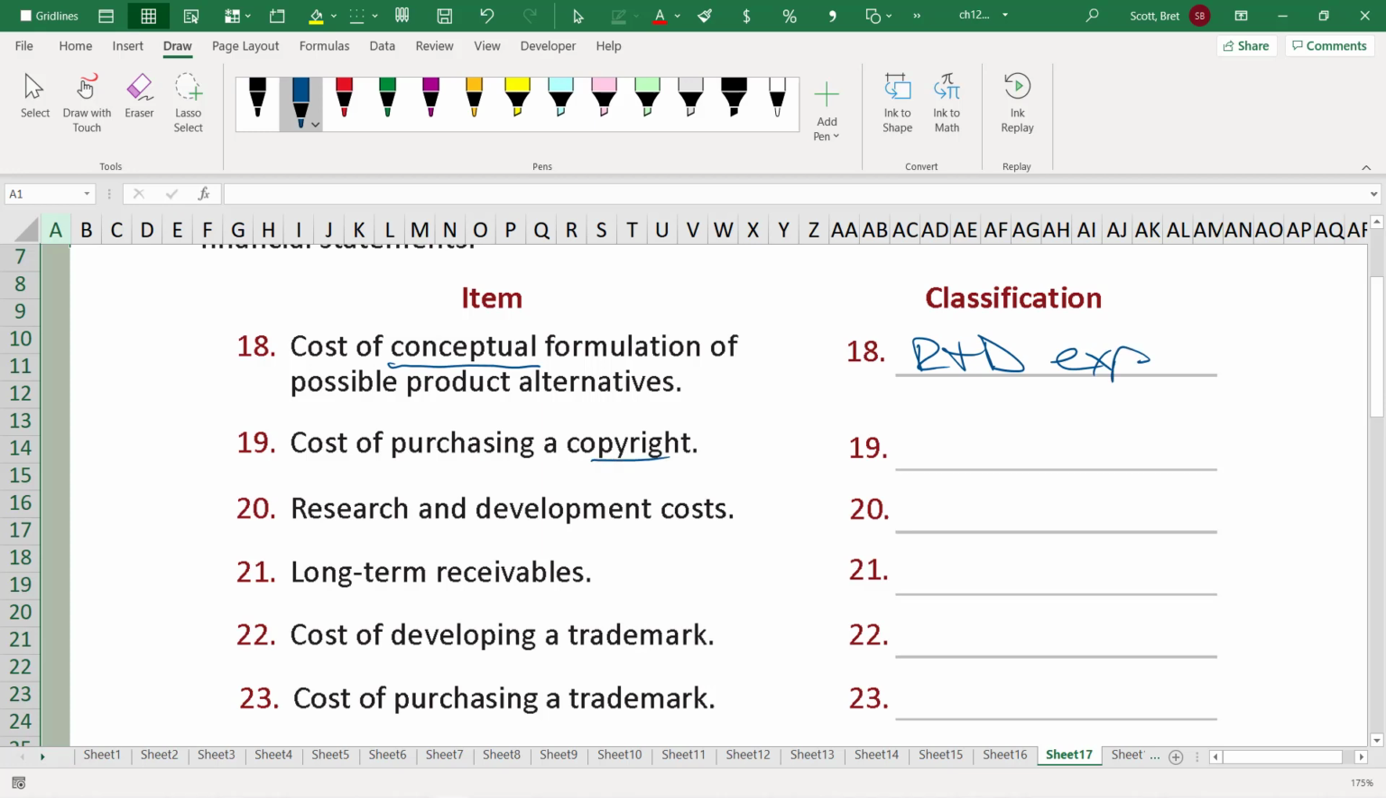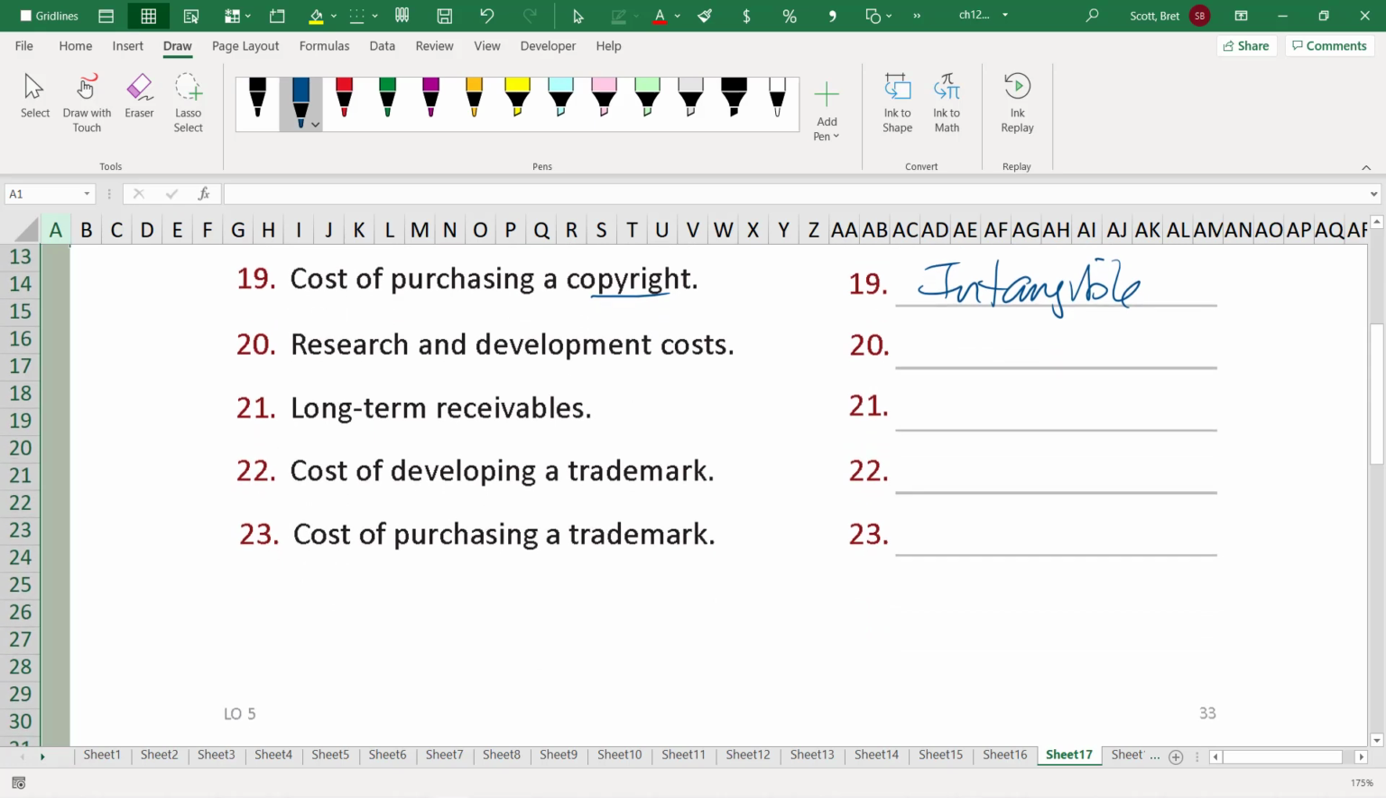Cost of purchasing a copyright, we'll just call that an intangible asset. Call it copyright XYZ. Research and development cost, that's kind of obvious. No real mystery there. Long-term receivables, those will be just called a long-term asset or long-term receivable. Cost of developing a trademark. We're developing a trademark. Okay?